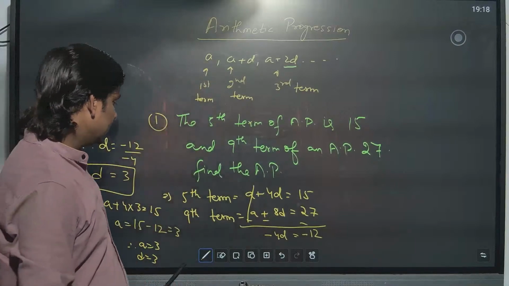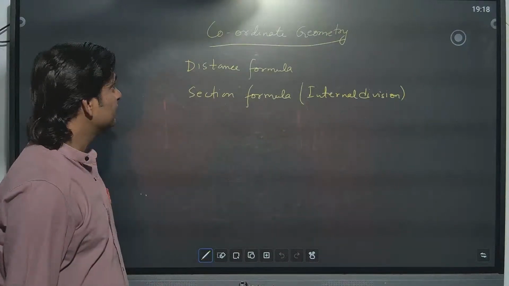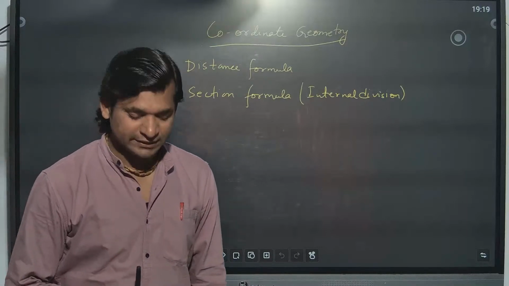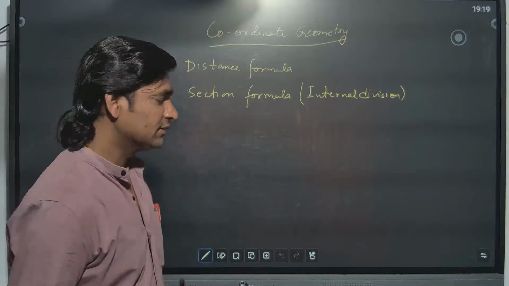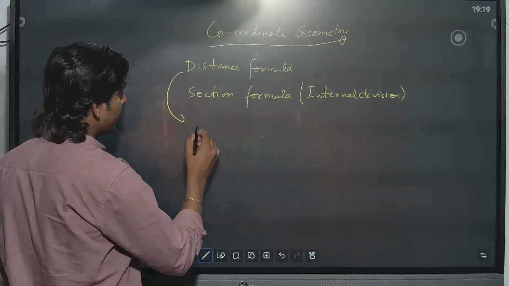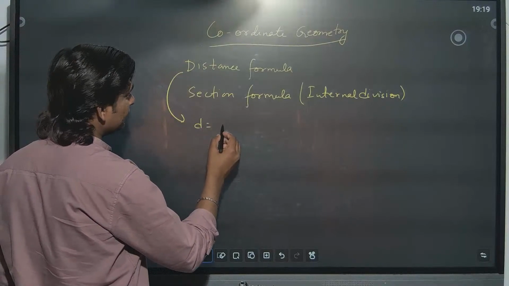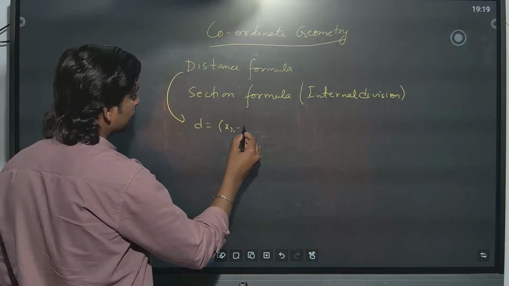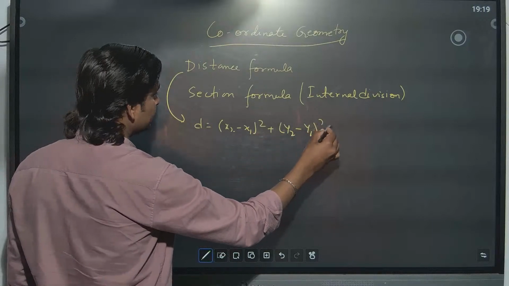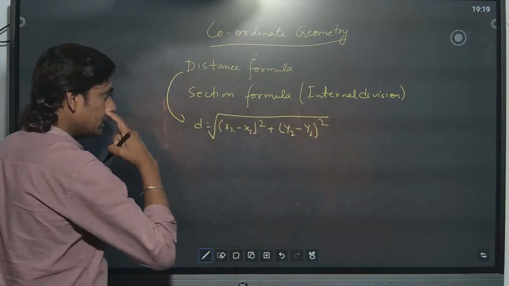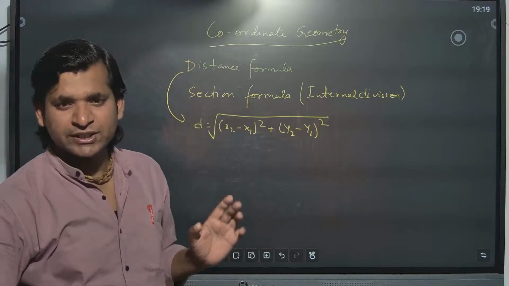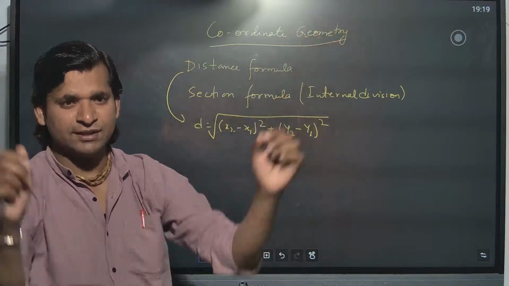Okay. Now comes the next chapter, coordinate geometry. Coordinate geometry, again you have two formulas. One is the distance formula, another is the section formula. So what is the distance formula? Square root of (x2 minus x1) whole squared plus (y2 minus y1) whole squared. So this is the distance formula, the distance between 2 points. So will they ask the question directly? They will give two coordinates and tell you to find the distance? No.